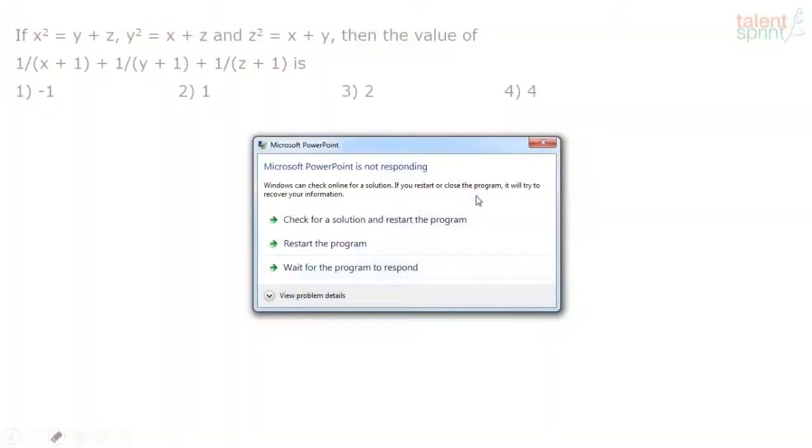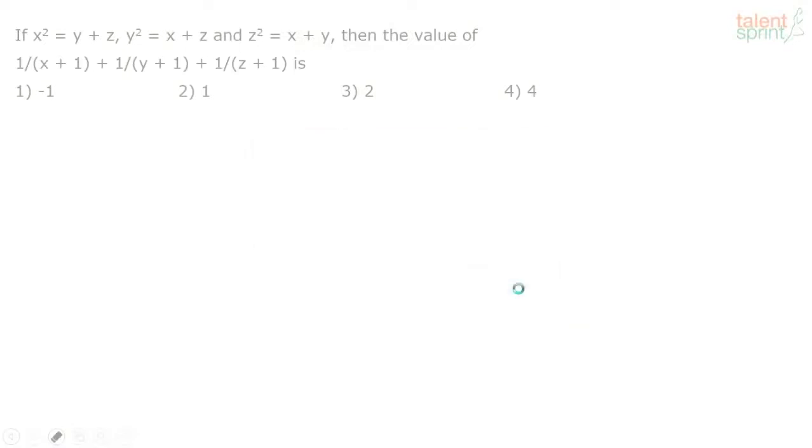Okay, why is this stuck again? Stuck again. Two more minutes. Let me leave you with this question at least. Yeah, it says Microsoft PowerPoint is not responding. Why is it not responding? Why today of all the days?